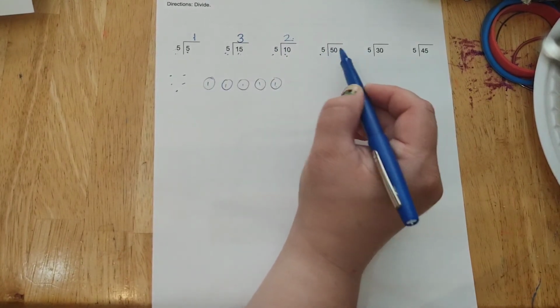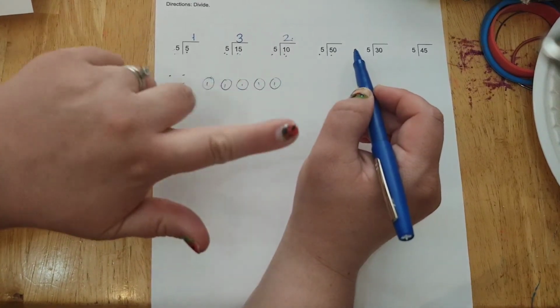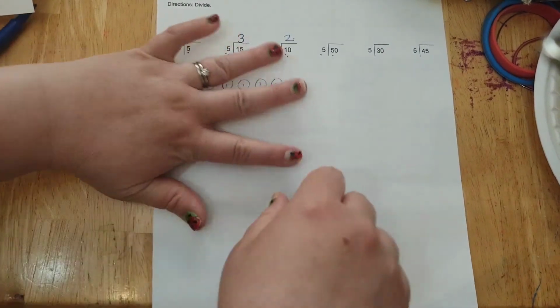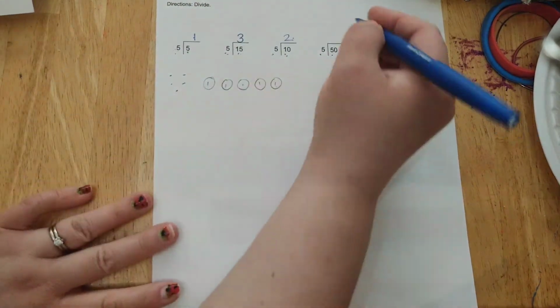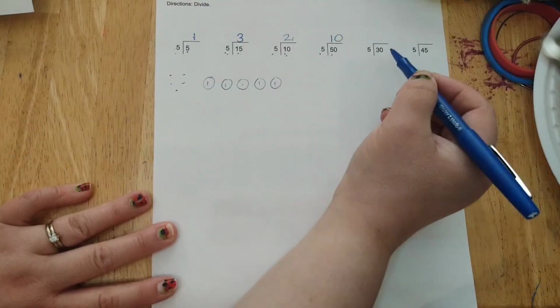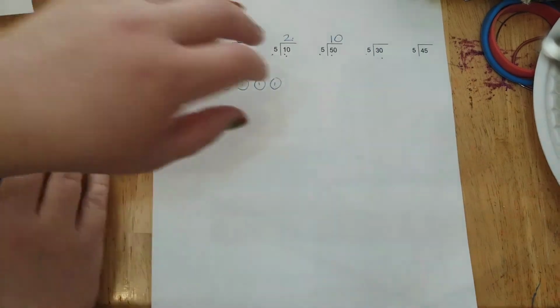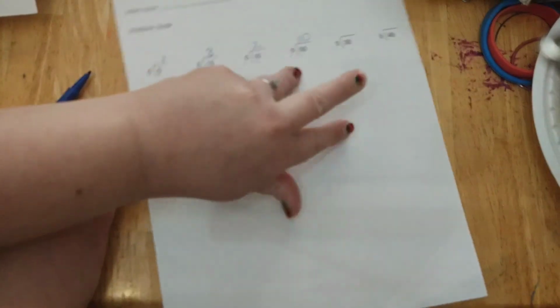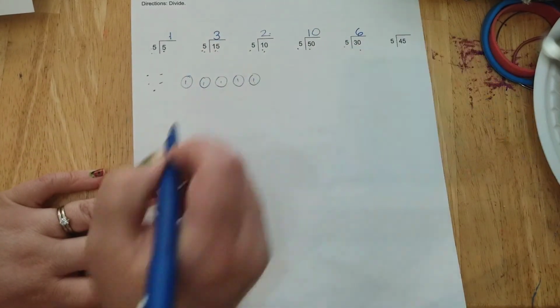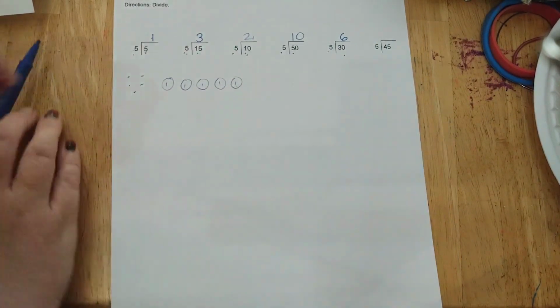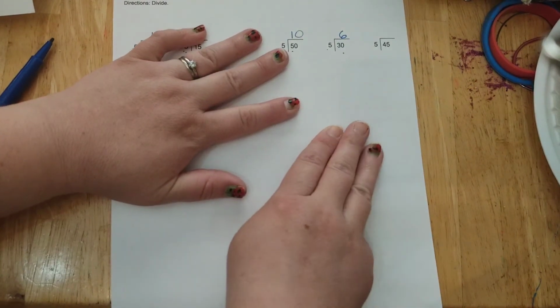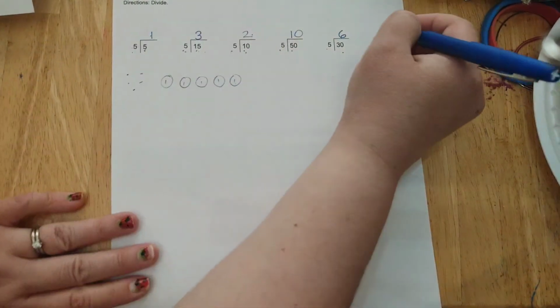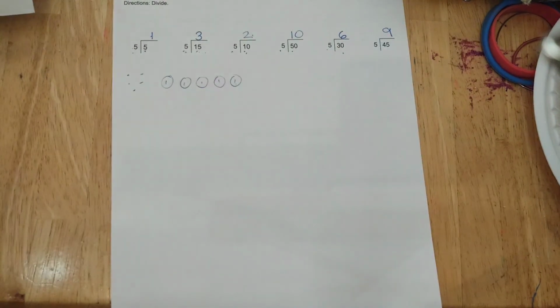Count by 5 till we get to 50. 5, 10, 15, 20, 25, 30, 35, 40, 45, 50. So that's 10. There's 10 in each group. Let's count by 5 so we get to 30. 5, 10, 15, 20, 25, 30. 6 in each group. Count by 5 to get to 45. 5, 10, 15, 20, 25, 30, 35, 40, 45. There's 9 in each group. And that is our lesson for today.